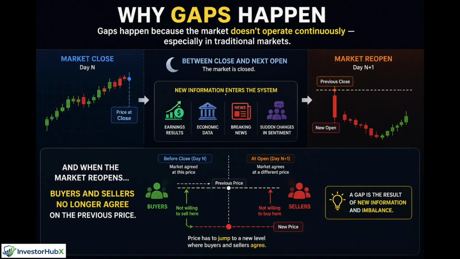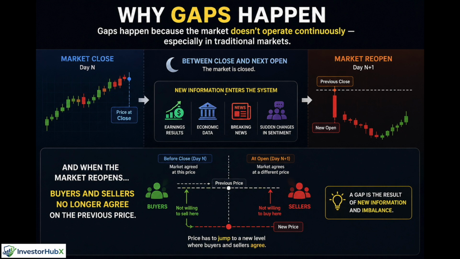So why do gaps happen in the first place? Gaps happen because the market doesn't operate continuously, especially in traditional markets. Between the market close and the next open, new information enters the system. This could be earnings results, economic data, breaking news, or sudden changes in sentiment. And when the market reopens, buyers and sellers no longer agree on the previous price. So instead of trading step by step, the market jumps to a new level where transactions can actually occur.